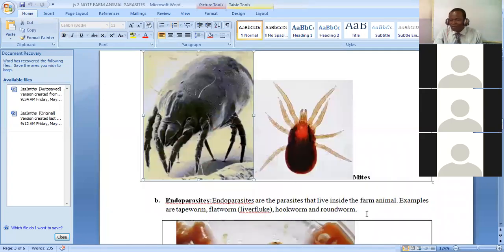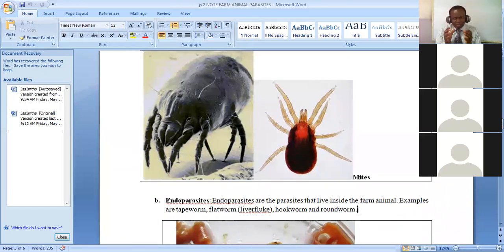Endoparasites are the parasites that live inside the farm animal. Examples are tapeworm, flatworm, liver fluke, hookworm, and roundworm. They live inside. That means they may be in the lungs, in the liver, in the digestive system, whether it's any part of the stomach or intestine. They may even be in the brain. They may be in the nose, anywhere inside the animal.